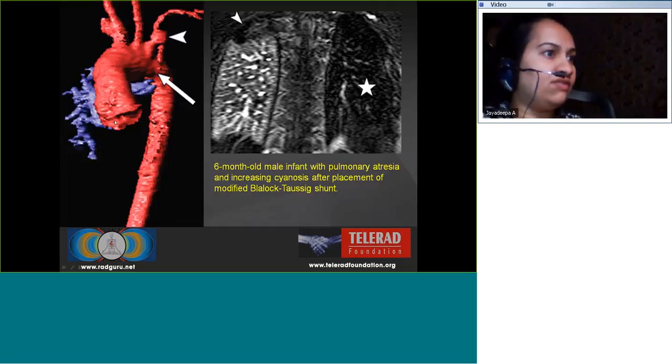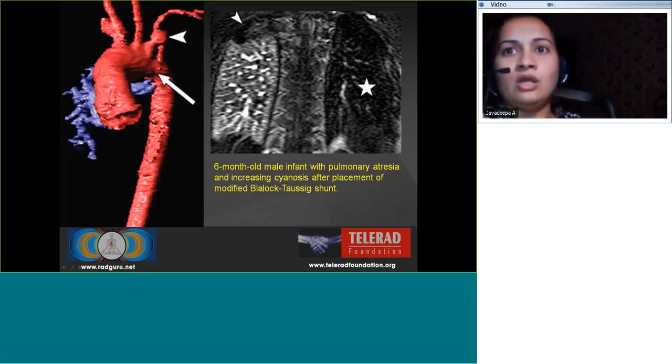Now, here's a 6-month-old infant who had pulmonary atresia and increasing cyanosis after placement of the modified Blalock-Taussig shunt. What we see here is the occluded shunt, because of which there is absent contrast opacification and the segment is not opacified. There is a pseudoaneurysm here at the site of anastomosis, and we also see the dilated ascending thoracic aorta developing some long-term volume overload.